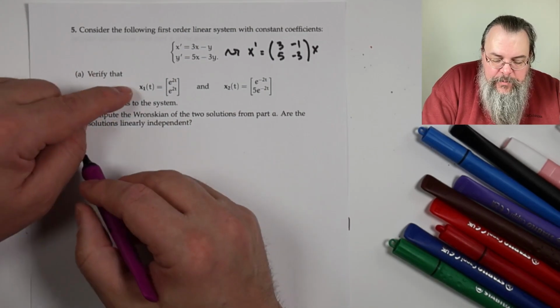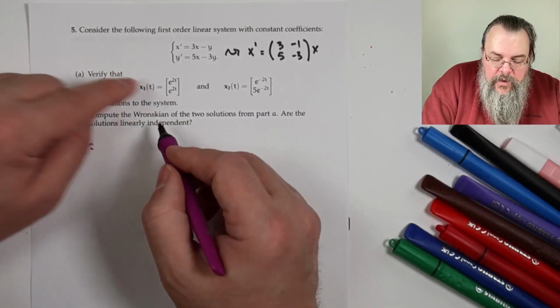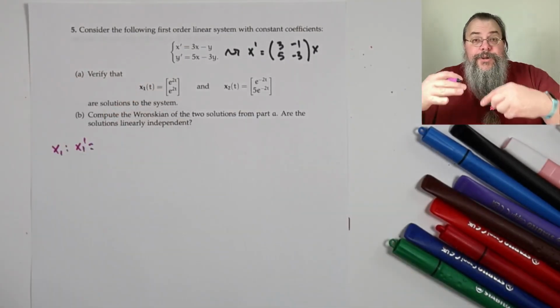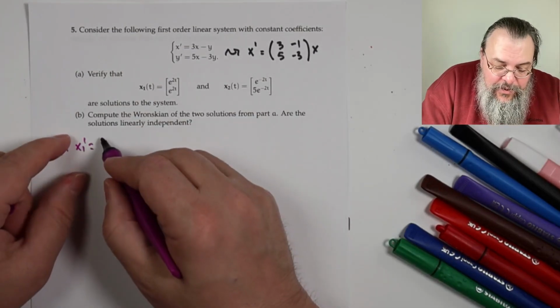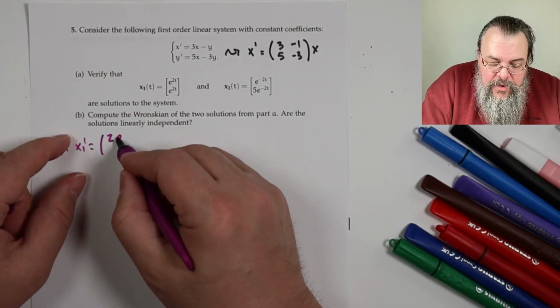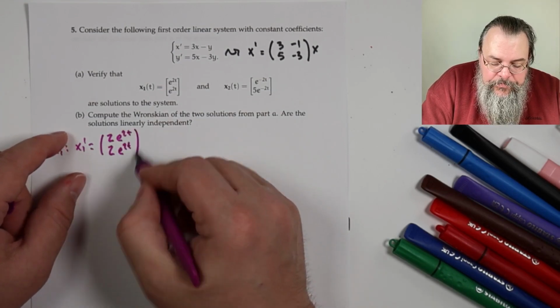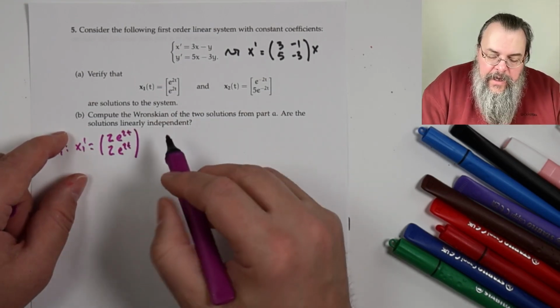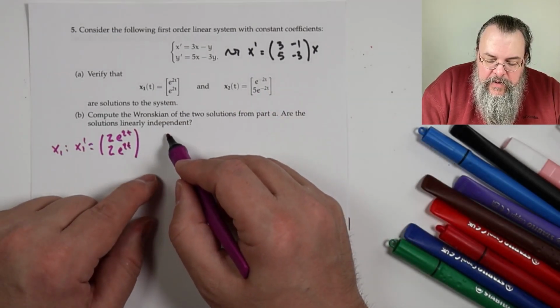All right, so we'll start by saying, what is x1 prime? Well, take the derivative. And the way we take derivatives of vectors is term by term. So that would be 2 e to the 2t, 2 e to the 2t.